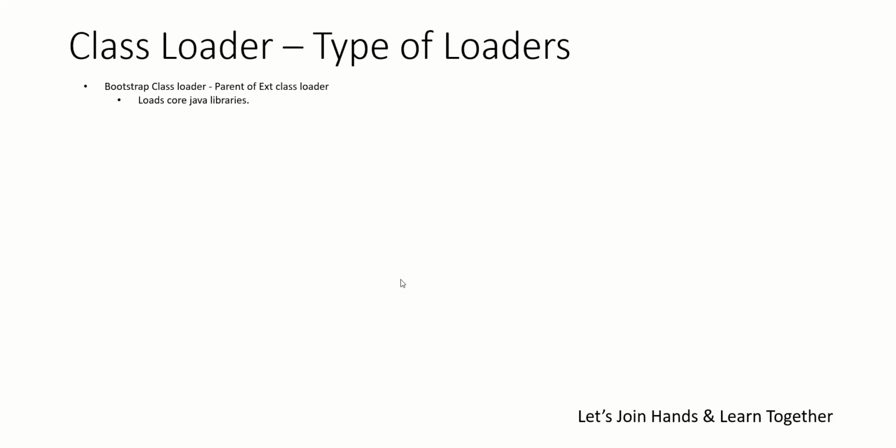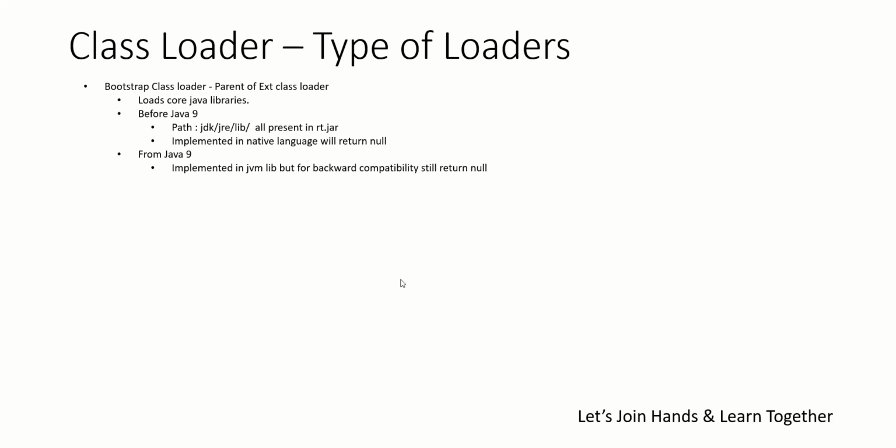Before Java 9, the path of the core Java libraries was under the JDK/JRE/lib folder. All the base libraries were present in rt.jar. After Java 9, they did a restructuring. The rt.jar file itself was removed after Java 9. So if you try to identify a resource through code, it will give a path in JRT format, and that will be present in the java.base package.